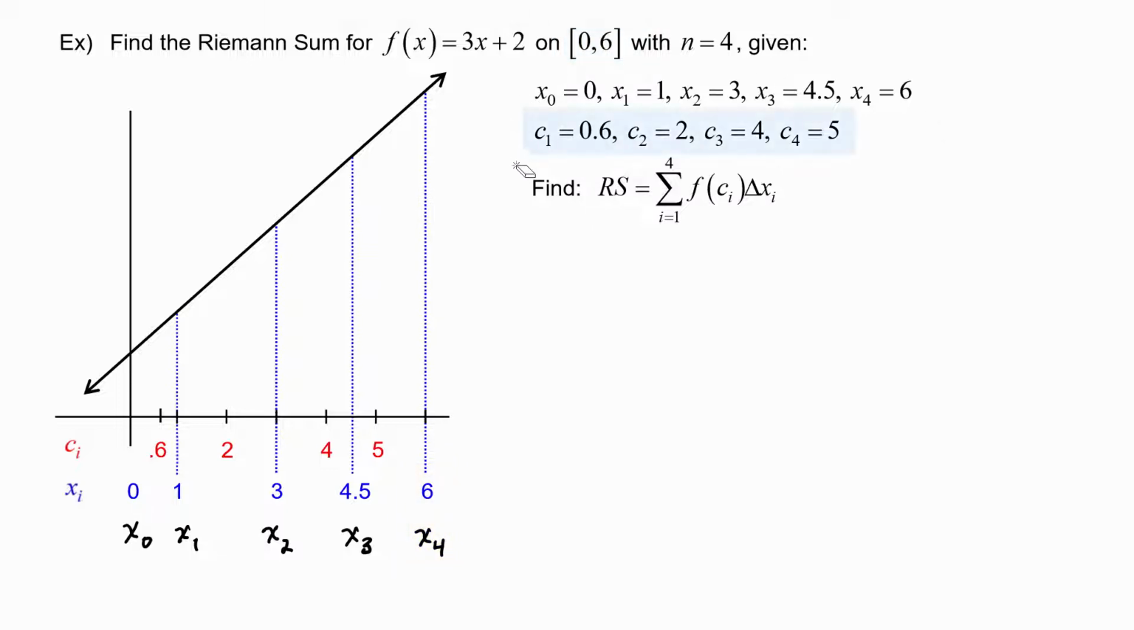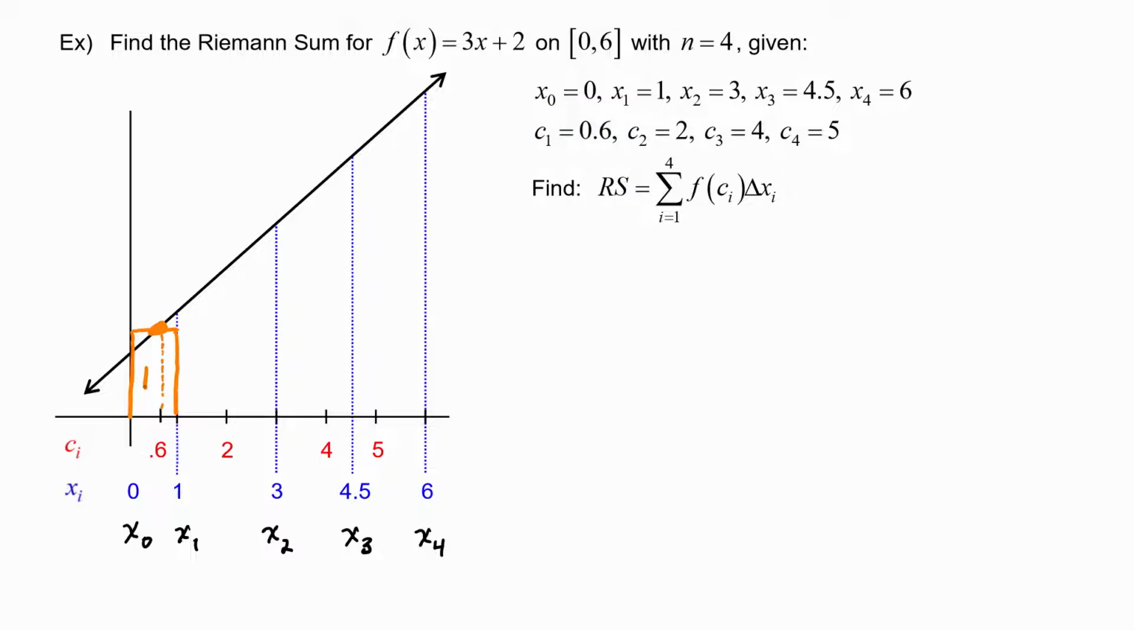We are also given all the x values to use in each subinterval. So in interval 1, we're told that c sub 1 is 0.6. So that means we will find the height of our rectangle by finding f of 0.6. So in region 1, this will be our rectangle.